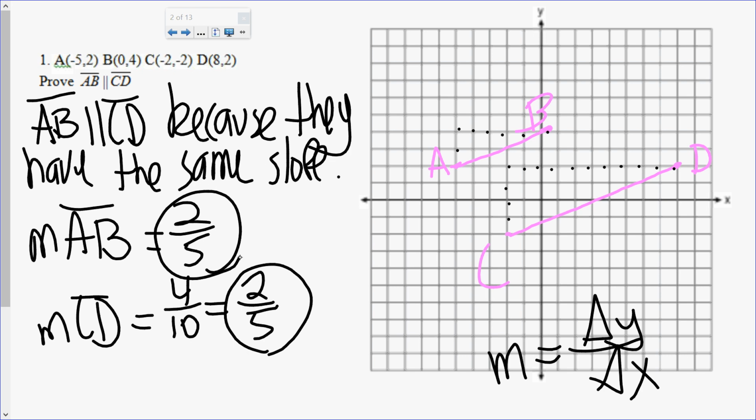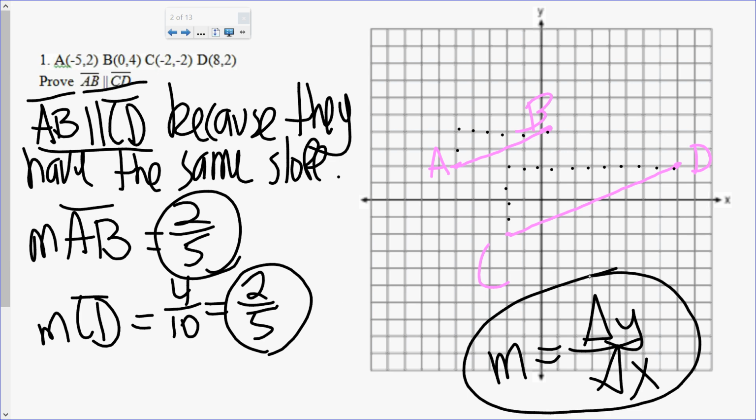So, to prove AB is parallel to CD, I start by writing AB is parallel to CD because parallel lines have the same slope, because they have the same slope. I then have to calculate their slopes using the slope formula, and I show that they're the same. Yesterday, we calculated distance because we proved segments were congruent. Congruent segments have the same distance. Parallel lines have the same slope.